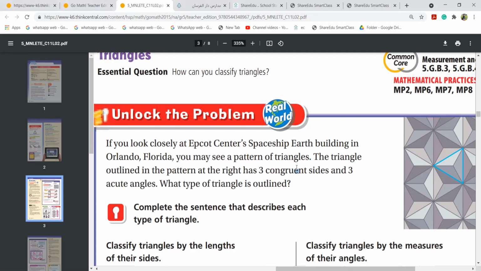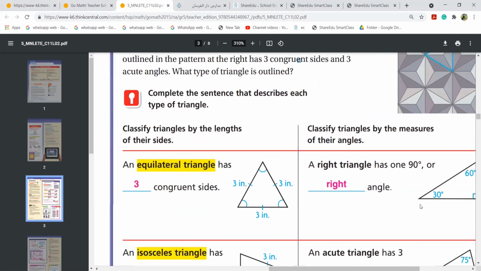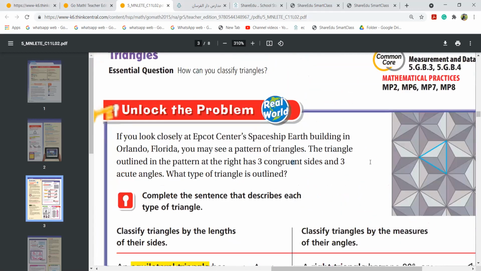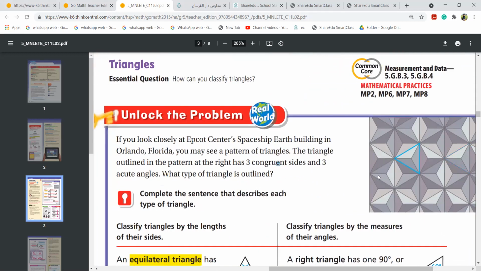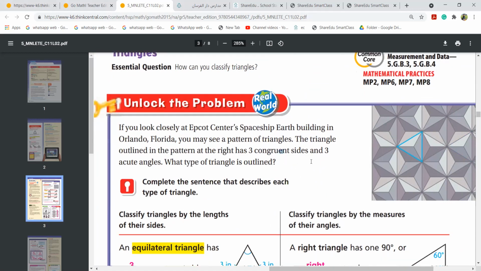Anyways, everyone knows that a triangle has 3 sides. And here, if you're classifying triangles, we will now learn triangles with different names. The triangles have different names. If you look closely at the Epcot Center Spaceship Earth building in Florida, you may see patterns of triangles. The triangle outlined in the pattern at the right has 3 congruent sides.